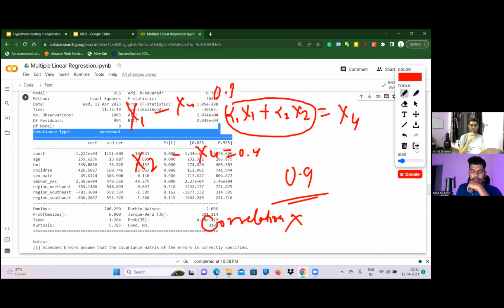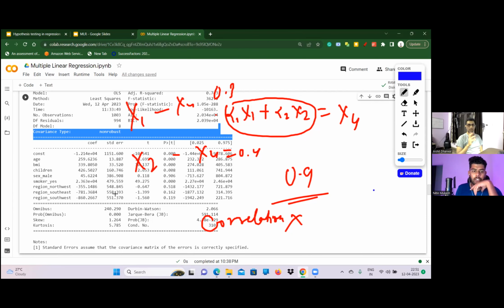Because if you just look at this equation alpha 1 x1 plus alpha 2 x2 equal to x4, it might seem like x1 and x2 must be highly correlated with x4, but it might not appear in the correlation matrix because when you change x1, you are not keeping x2 constant. x2 is also changing, so the resultant might not be correlated.